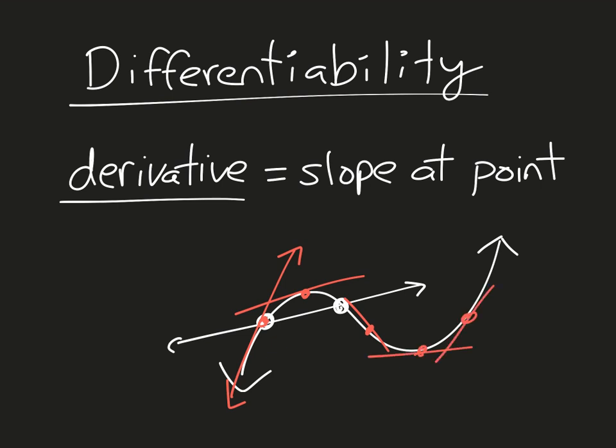So the idea of differentiability is the ability to find a derivative, and a derivative just means a slope at a single point. So the goal for today is we're going to be looking at different graphs, and we're going to get a sense of when can you find a derivative, right? When can I find the slope of a tangent line, and when can't I find the slope of a tangent line?